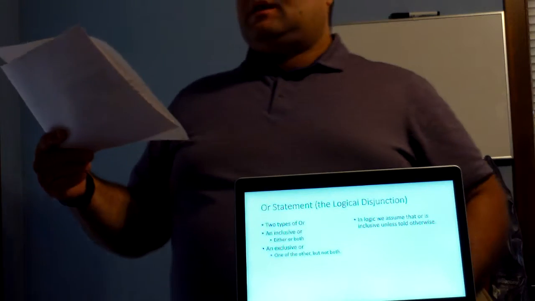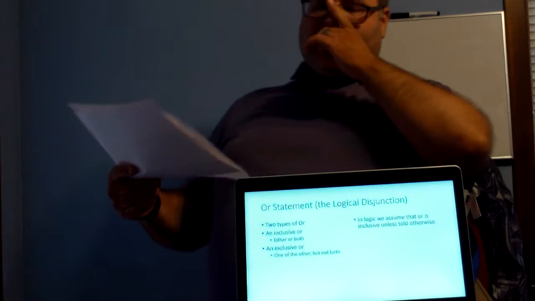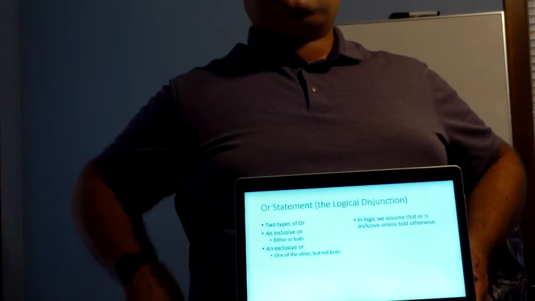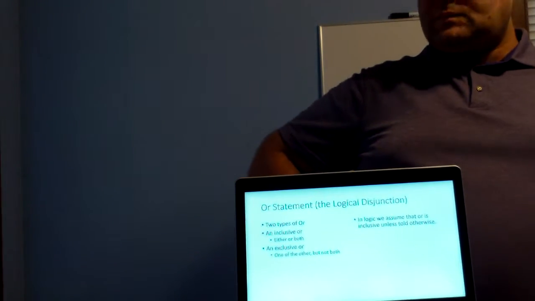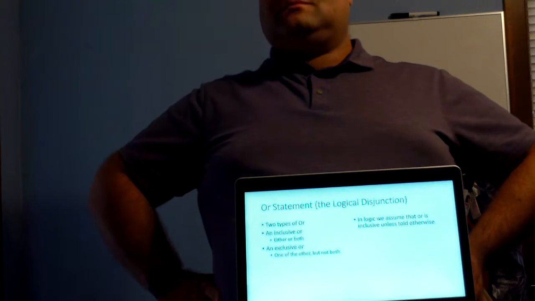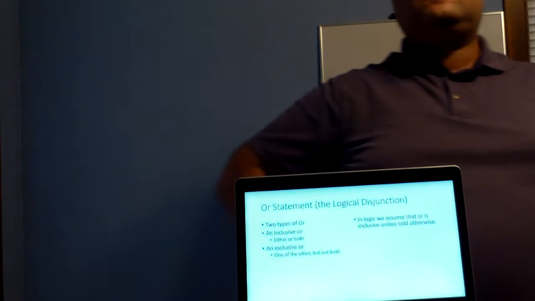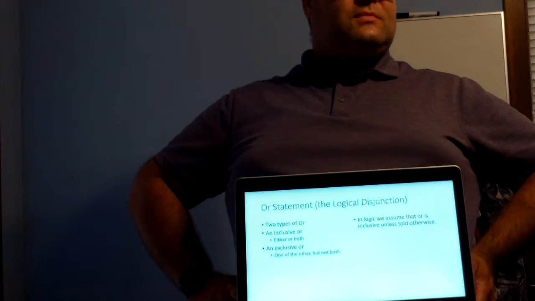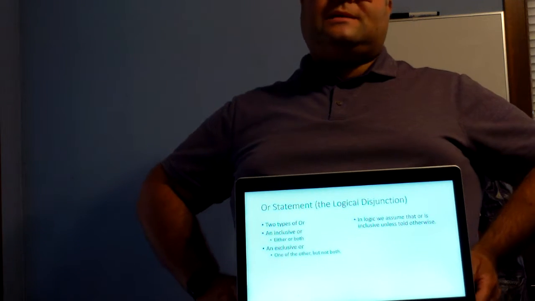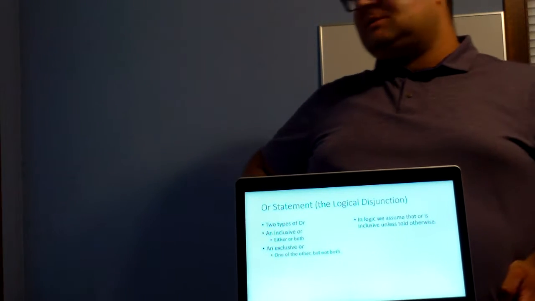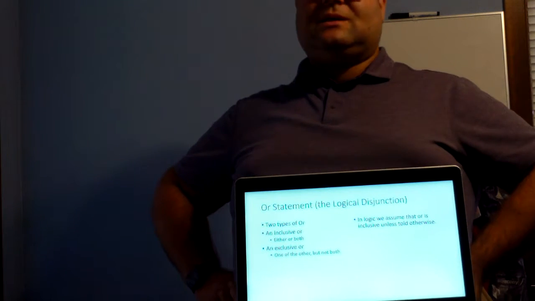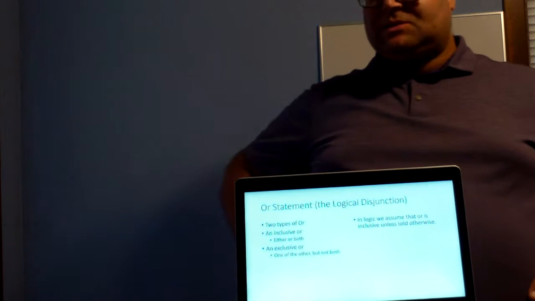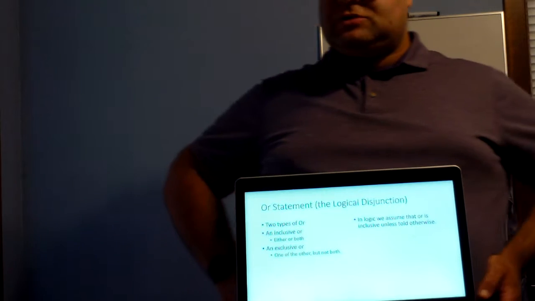Okay. The logical or statement, or the logical disjunction, uses the two different definitions of or. Inclusive, which is either or both. If I go to a burger place that has fries and onion rings, and someone asks, do you want fries or onion rings? I can say, yes, I want both. And it makes sense. That's an inclusive or.